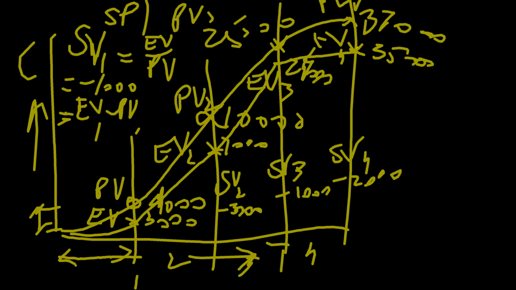Okay, now we talk about another value, and that is the actual cost. By the end of the first month, how much money have you spent so far? Irrespective of how much work has been done, how much have you spent by the end of 1 month? For example, your AC comes out to be 6,000.